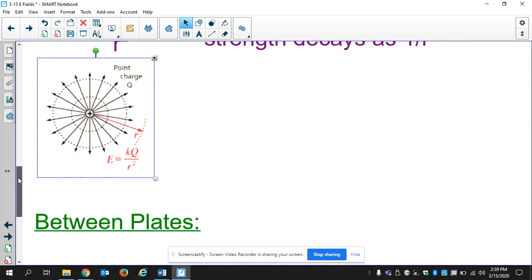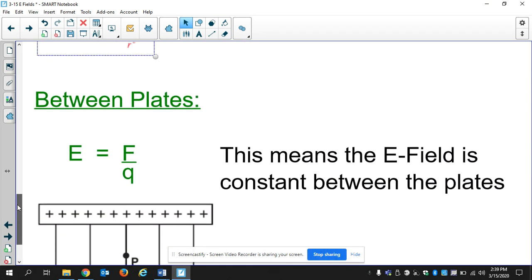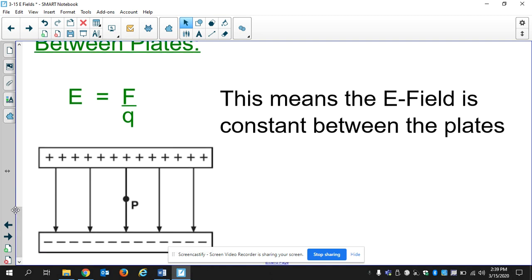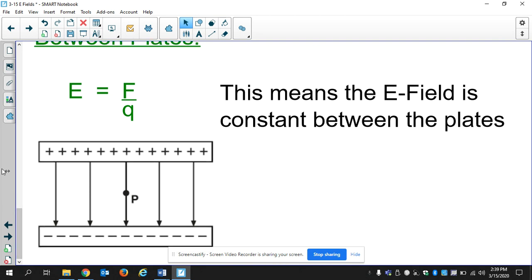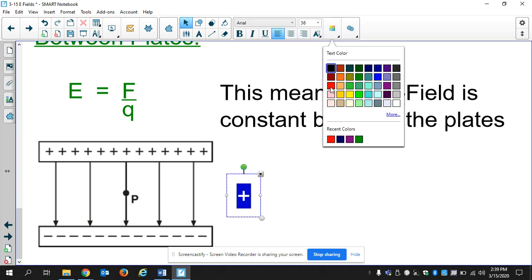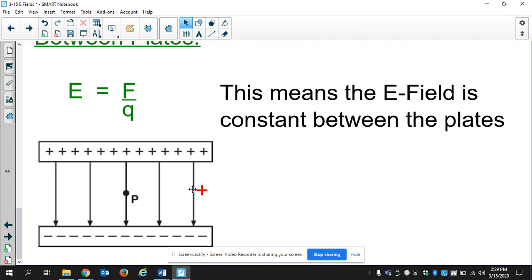And that's different than if you have an electric field between plates. The electric field between plates is given by the equation E equals F over q. And this means that the electric field is constant between the plates. And here's a little picture of that. This would be a positive plate. This would be a negative plate. The electric field is still the direction that a positive test charge would go. So if we were to put a little positive test charge, let's see if I can do that real quickly. There we go. So if we put a positive test charge in here, it would repel from the positive plate and attract towards the negative one. And so the positive charge would zip in this direction. And that's why these arrows point in this direction.